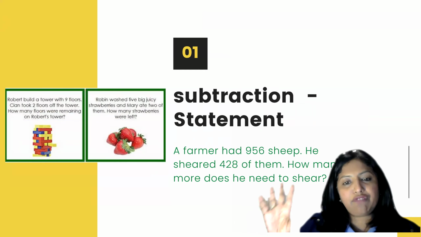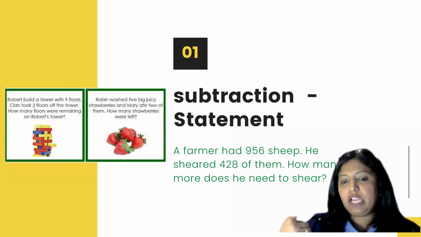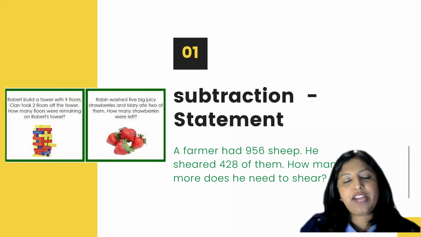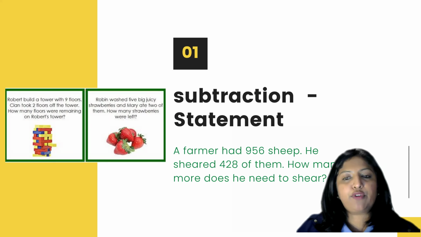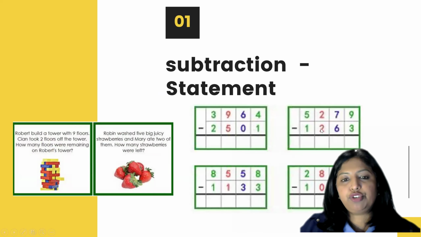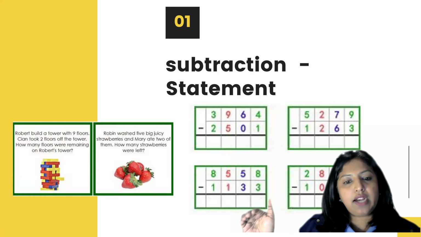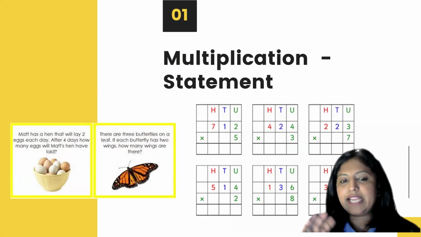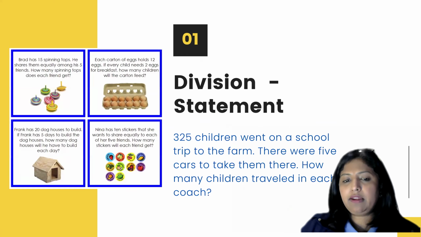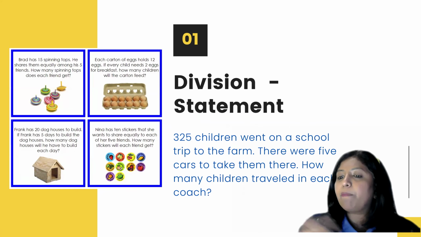A farmer had 956 sheep. He shared 428 of them. How many does he need to share more? So it's a subtraction. 956 minus 428, right? So that's your subtraction. So you need to have your subtraction problem statements. So you give them the color-coded cards, let the child fill in, so that helps them. Multiplication is yellow color. Okay? And division is your blue color. So these are your problem statements.